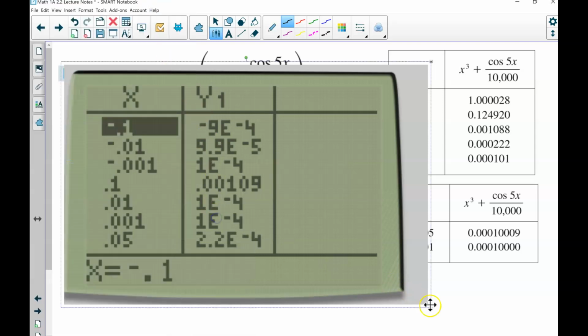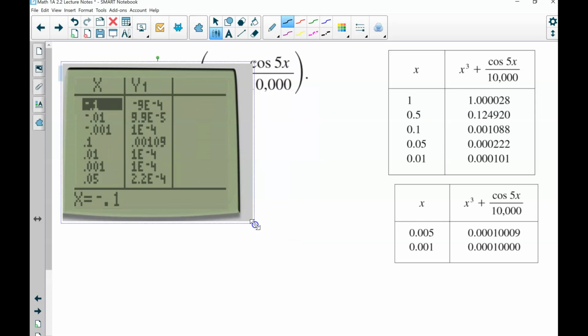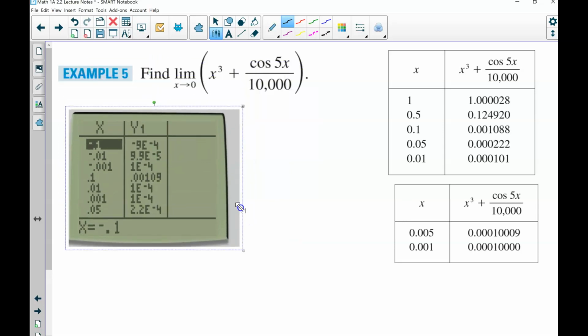Okay, and I just want to investigate these values that we just created here. When you take a look at -0.001, the output here is 1 times e to the -4th, right? And then we also have 9.9 e to the -5th. Okay, so let's take a look at this number here.